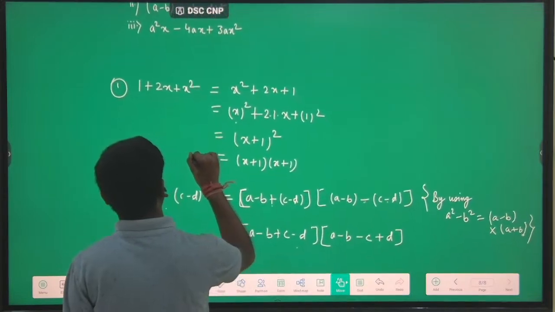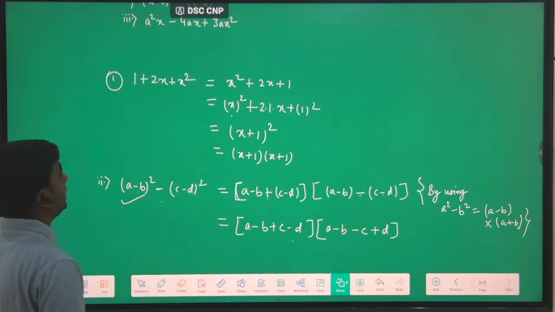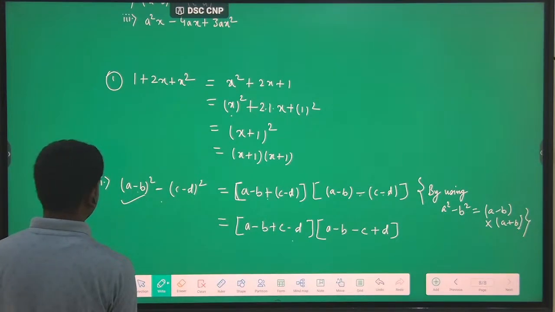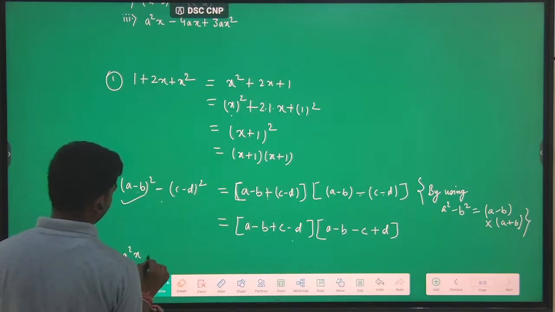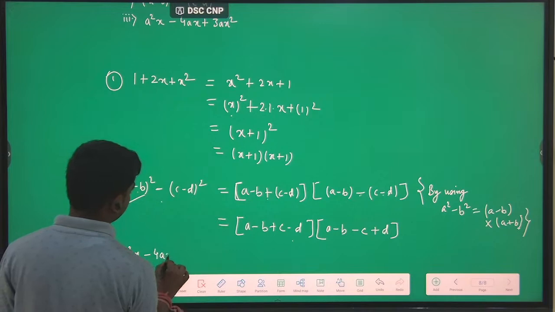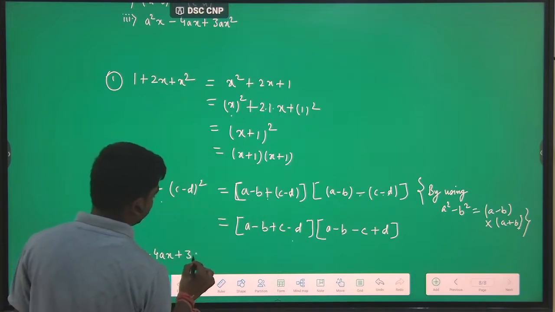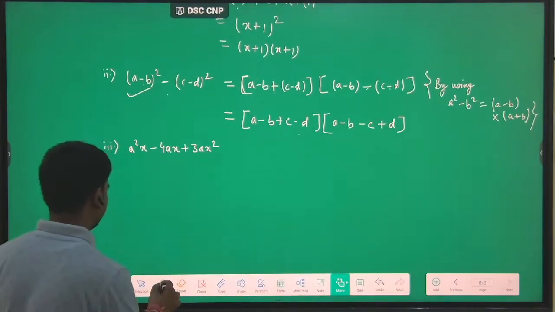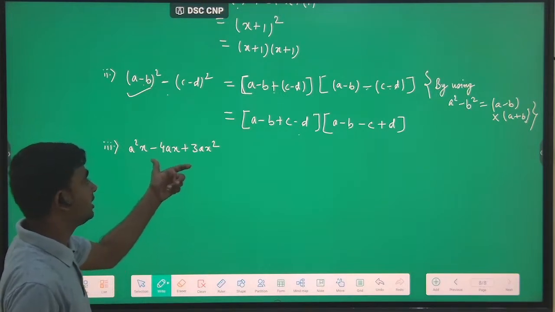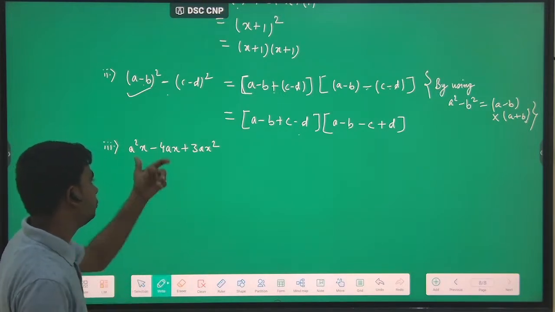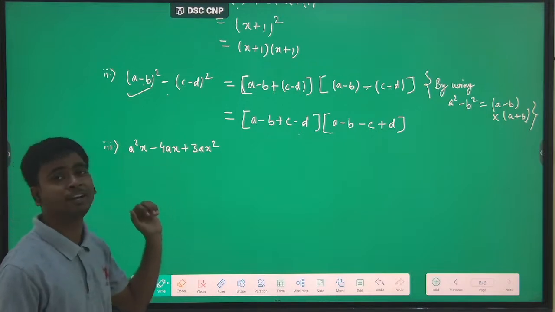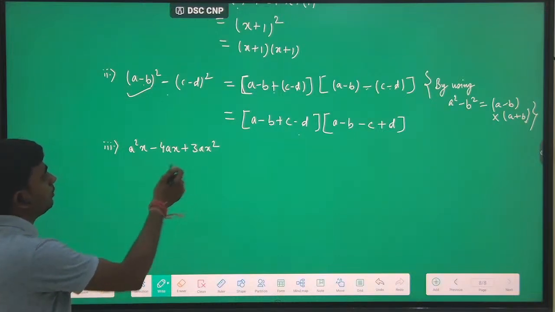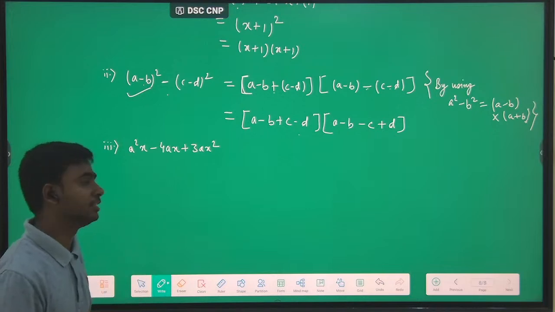Our third question is to factorize a square x minus 4ax plus 3ax square. So what we will do? In the starting of the factorization part, I have let you know that first of all, we have to find out the common factors. Okay, so let us think what are the common factors here.